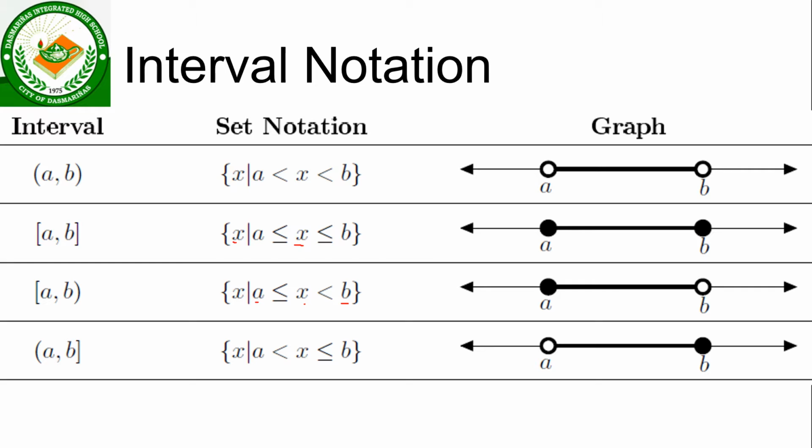Okay? The opposite of that is this: A exclusive up to B inclusive. A is not a part, but B is a part of the solution. So we have the set of all x such that x is greater than A but less than or equal to B. B is a part of the solution, that is why it is shaded. A is not a part of the solution, that is why it is not shaded.